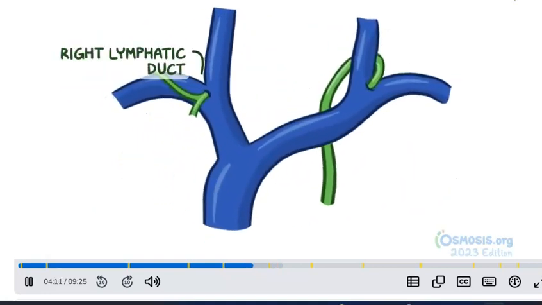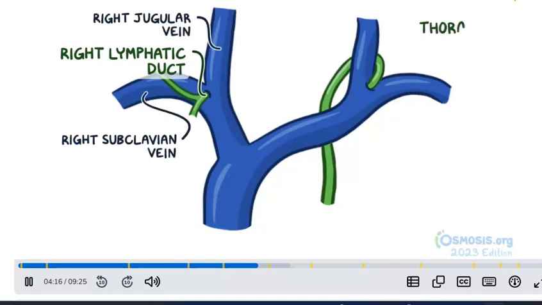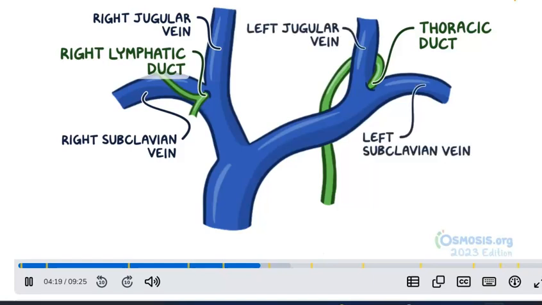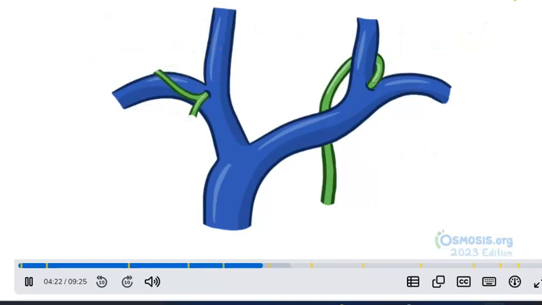The right lymphatic duct dumps lymph into the junction of the right jugular vein and the right subclavian vein, and the thoracic duct dumps lymph into the same junction on the left side of the body. That particular spot is perfect because it's where the pressure is very low, which makes it easier for the lymph to flow in. The lymphatic system has key advantages.